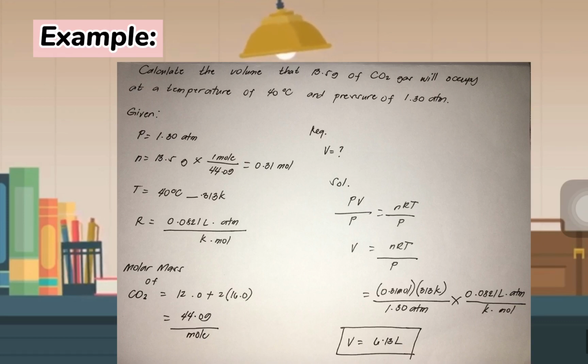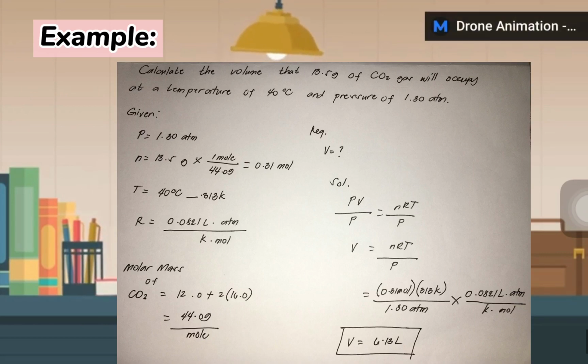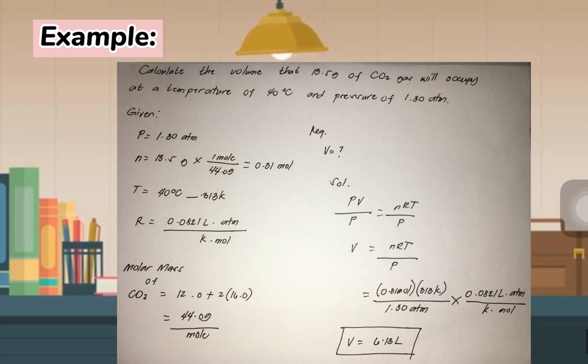The molar mass of carbon dioxide is equal to 12.0 plus 2 times 16.0. So this equals 44.0 gram over mole. And this solution shows how we find the amount of substance. So we will use our formula PV equals nRT. Since we are finding the volume, we will cancel the pressure, so divide both sides by pressure. We can derive the formula of volume: volume equals nRT over P.